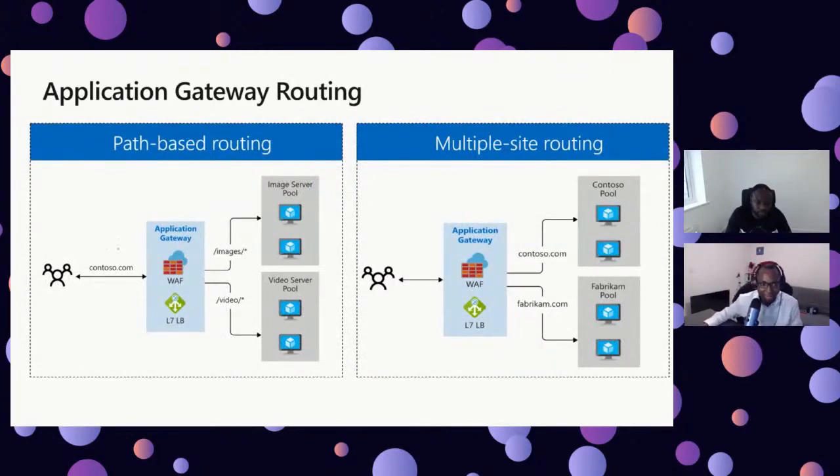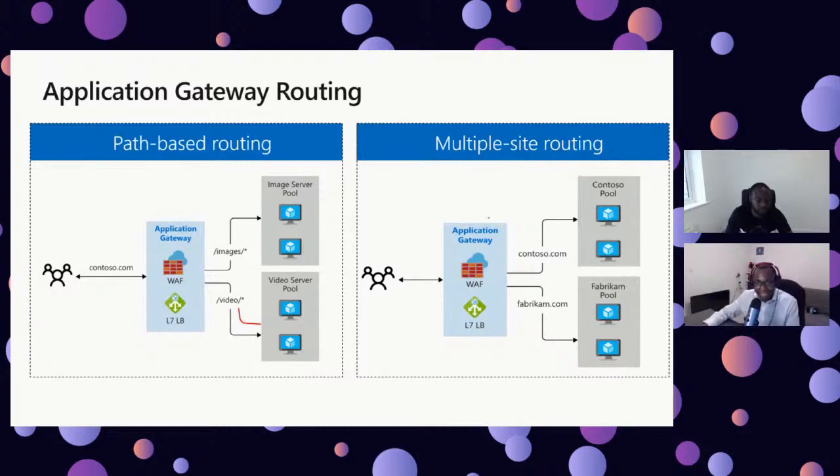Now I can say, not only if anything comes in on this IP address and this port, send it to that IP address and that port. I can say, if anything comes in that is contoso.com, if it's /images, it's going over there. If it comes in and it's /video, it's going over here. So in other words, we can begin to use information in HTTP headers to make traffic delivery decisions. So that's what we're talking about.